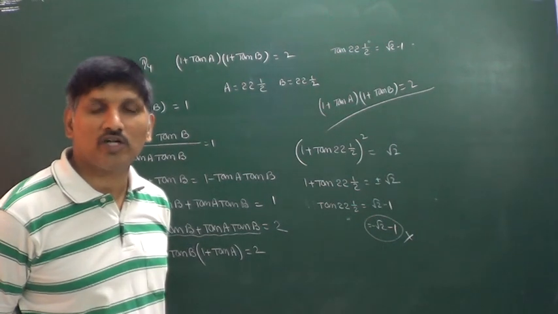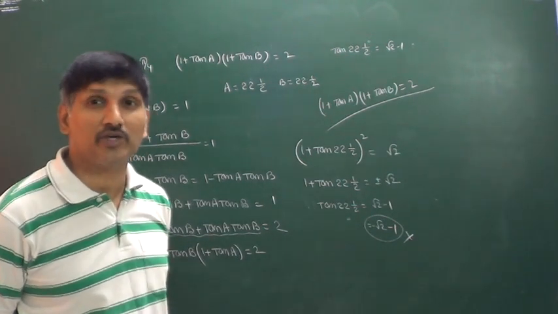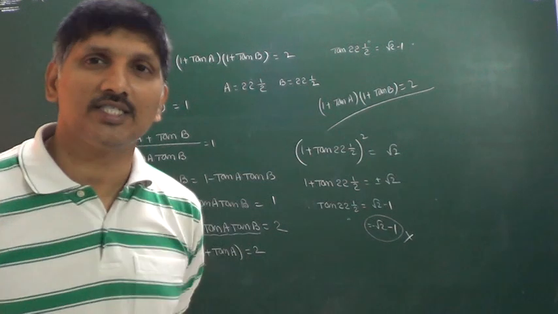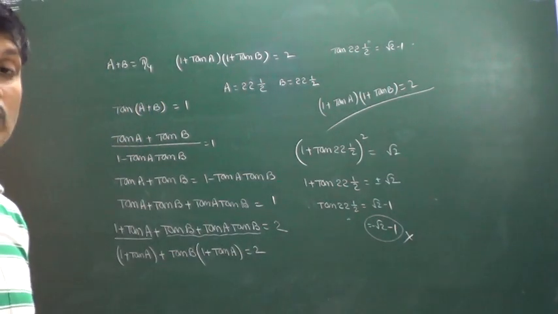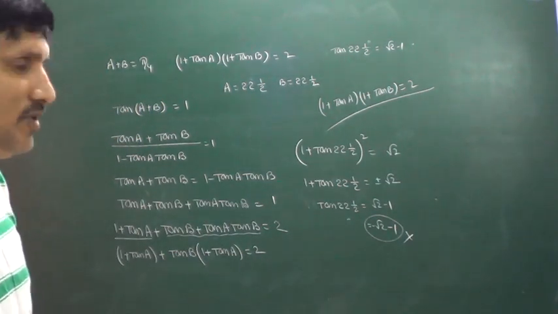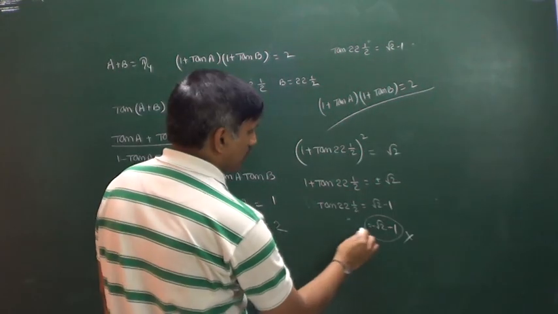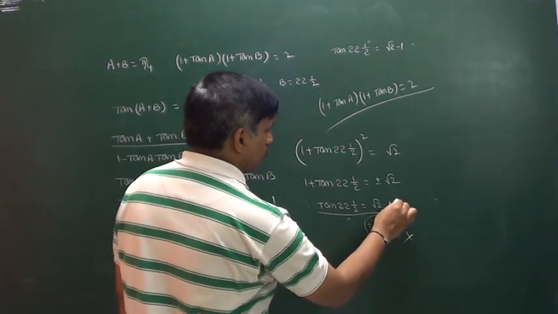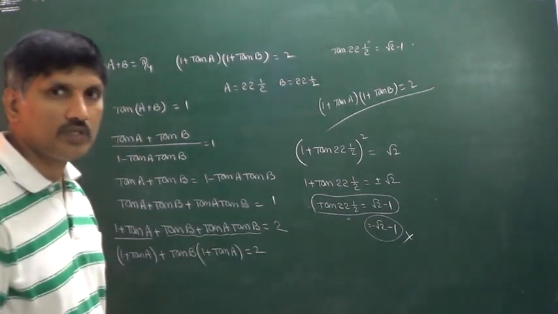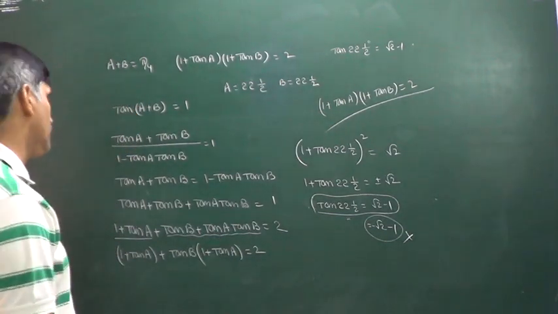Why? 22.5 degrees is an acute angle. Acute angle means less than 90. Less than 90 means first quadrant. In the first quadrant tan is positive. That's why tan 22.5 degrees value is root 2 minus 1. That is the way of finding tan 22.5 degrees.